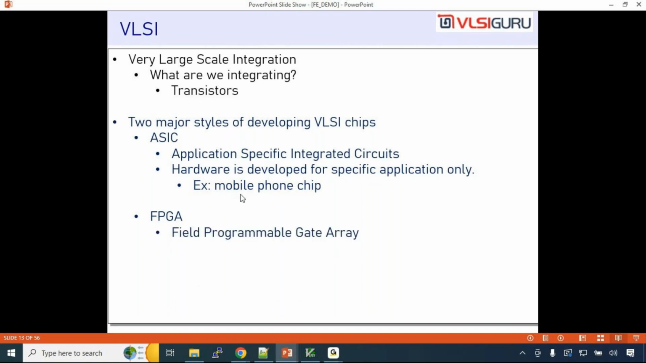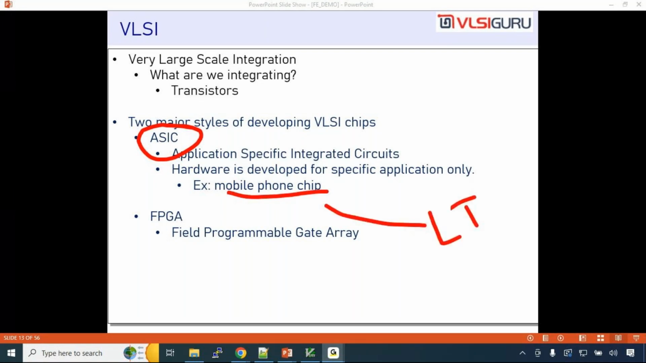What happens in a mobile phone chip? The mobile phone chip is developed in this technology, and it cannot be used for something else. Can I use a mobile phone chip for a laptop? I cannot, right? It is only supposed to be used for a mobile phone.